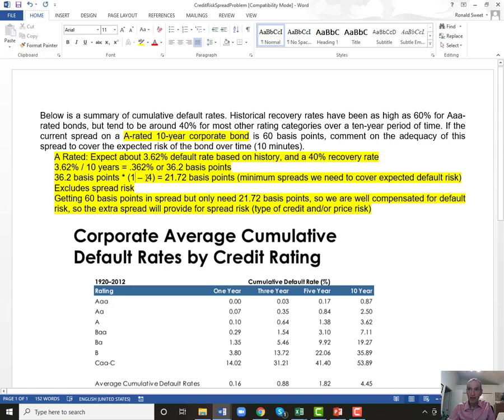But make sure recovery is what we get back. So we won't lose 36 basis points a year. We'll lose 36 basis points, but we'll get back 40%. So we're only expected to lose 21 basis points. And this is true for all corporate bonds. The spread you get is always much higher than the average default times 1 minus the recovery rate.